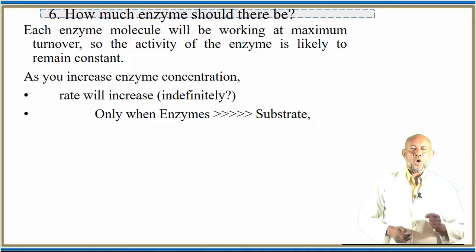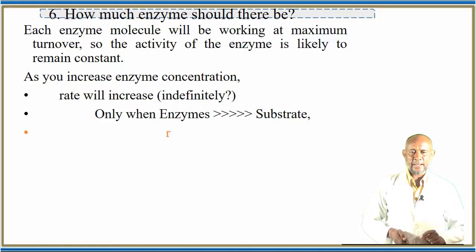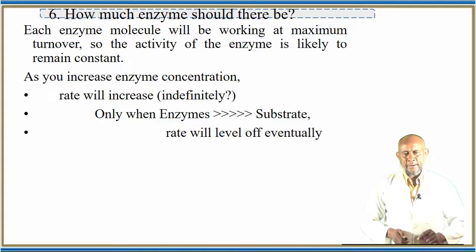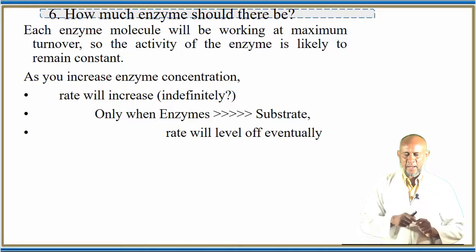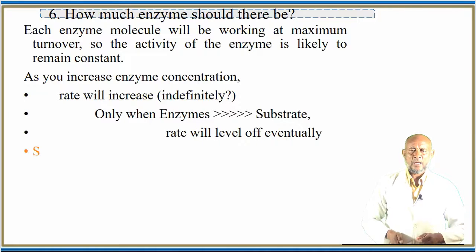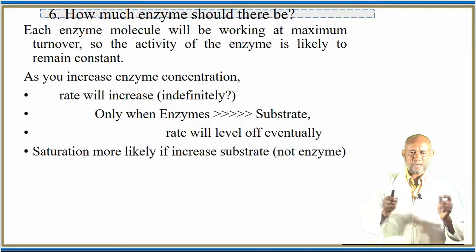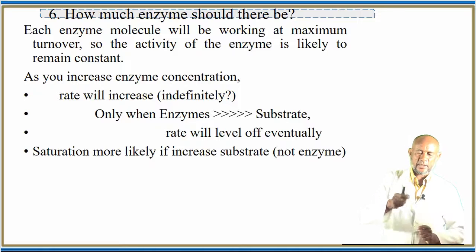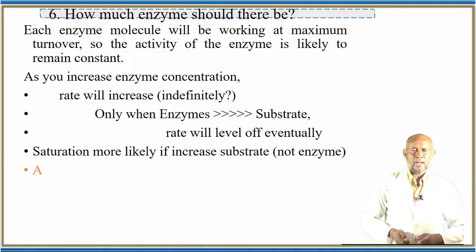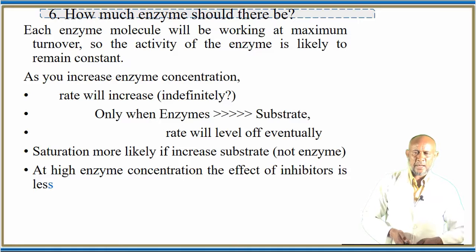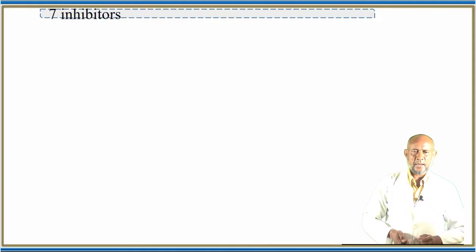No. Only when enzymes are greater than the substrate, the rate will increase. Again, rate will level off eventually. Finally, the rate will level off. Saturation is more likely if substrate is increased, not enzymes. Okay? Enzymes will be said to be saturated when there is an increase in substrate, but not the enzyme. And at high enzyme concentration, the effect of inhibitor is less.